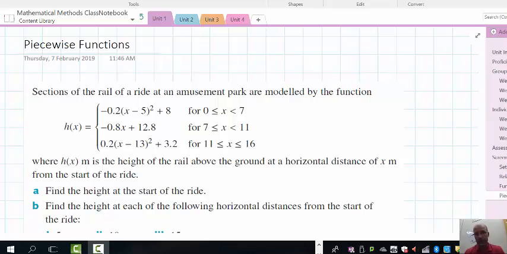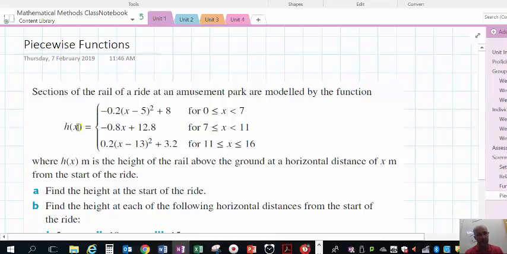Students, we're looking at piecewise functions in this video, and a quick way of learning this is to look at a particular problem. We're talking about a ride or a roller coaster type thing at an amusement park. It's modelled by a function. Now this might look unusual. In fact, if you have a close look at it, you might even go, which function do you mean? This one is represented by three functions.